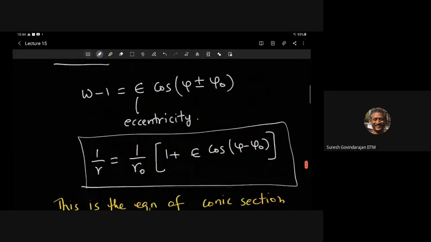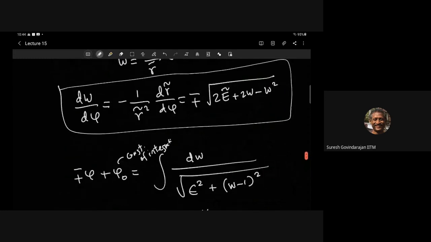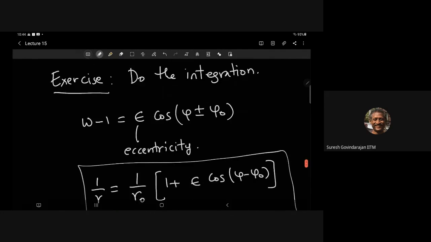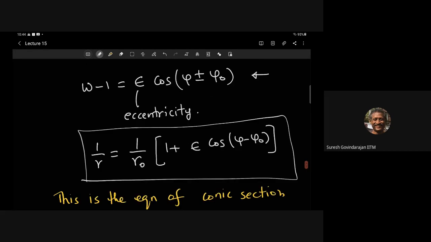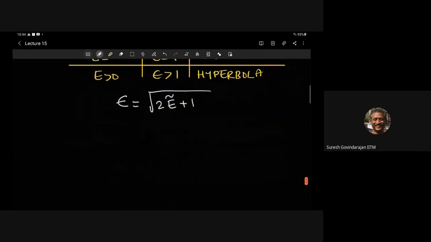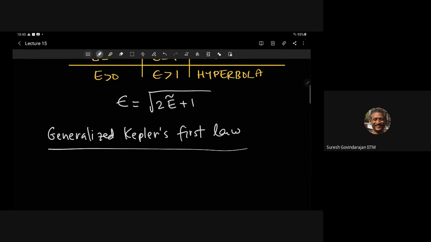So like I said, we can't always do this integration. We can come up to a step like this, but we cannot quite do the integration in this thing. But in this case, we can. At the very least, you can go and check that what I've written here indeed solves the equation. So in some sense, the generalized Kepler's first law: trajectories are conic sections.